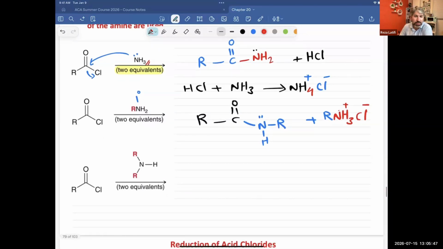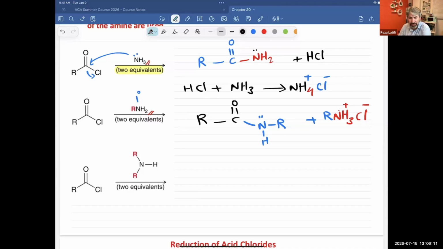So what did we get? We managed to get an amide, and our amide, as you see here, has only 1 R group attached to it. I had 2 hydrogens. One of them got paired with the chloride, and the second one is still attached to the nitrogen.